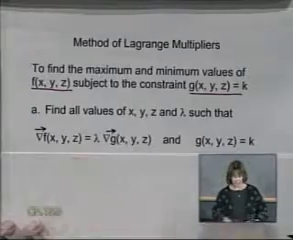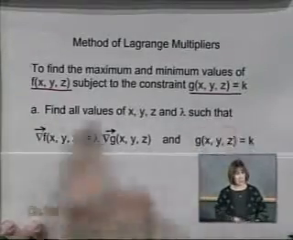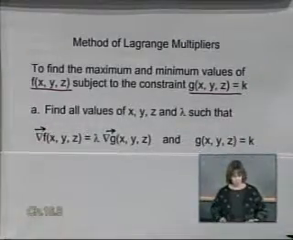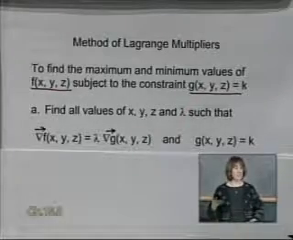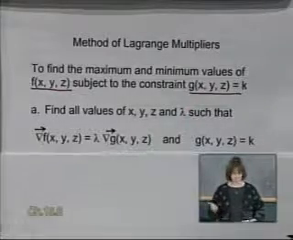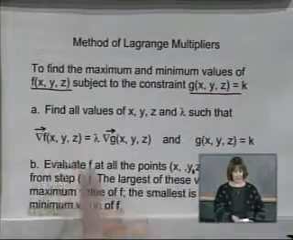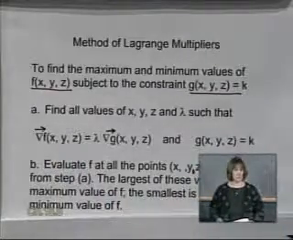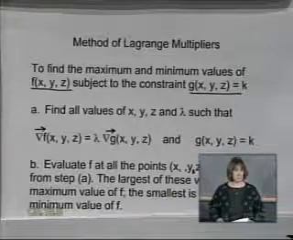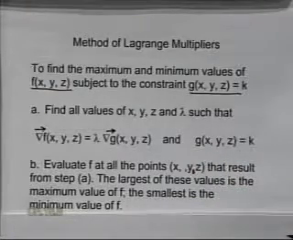After you solve this system of equations with Lagrange, that gives you a set of points that are candidates for your max and your min. Then all you do is evaluate each of those points at f, and the one with the highest value is your max, and the one with the minimum value is your min.